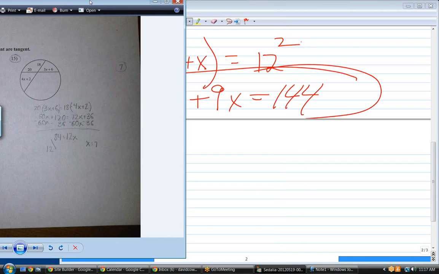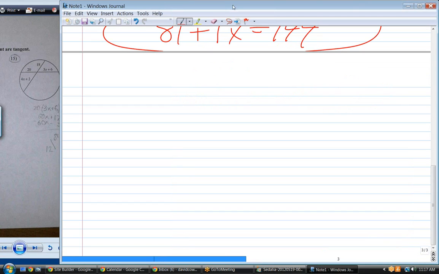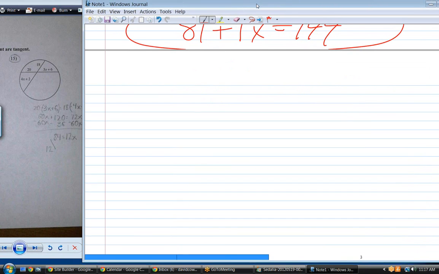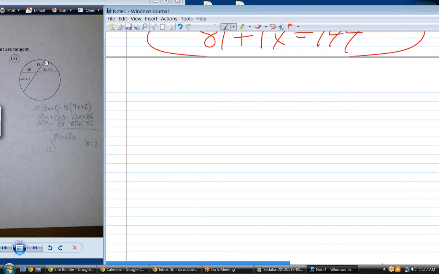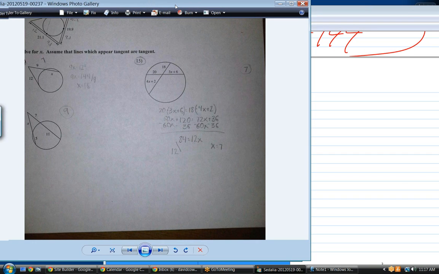Okay, now when you have intersecting chords that are inside the circle, that's where you can do what you wanted to do on the last one. In other words, that piece times this piece is equal to this piece times that piece, which is what this equation here says. And you just solve that. Yeah, that's pretty straightforward.